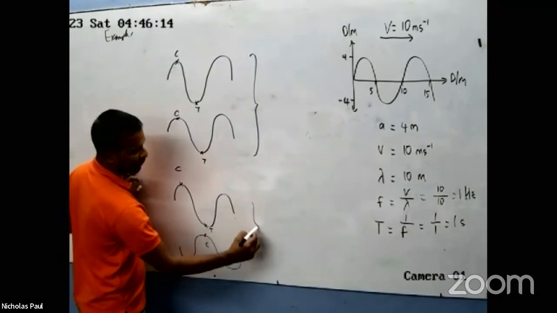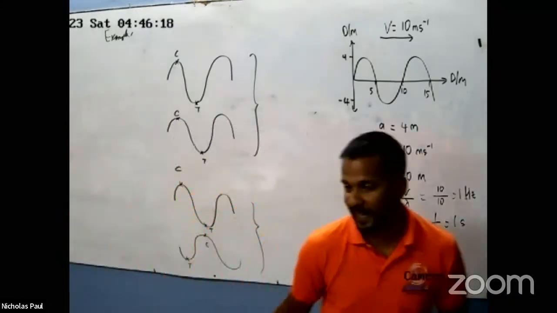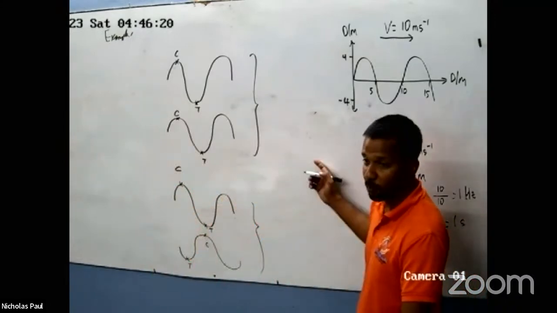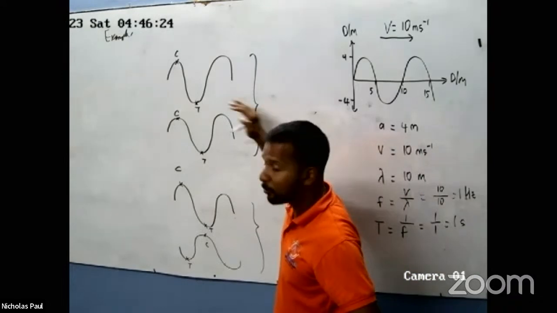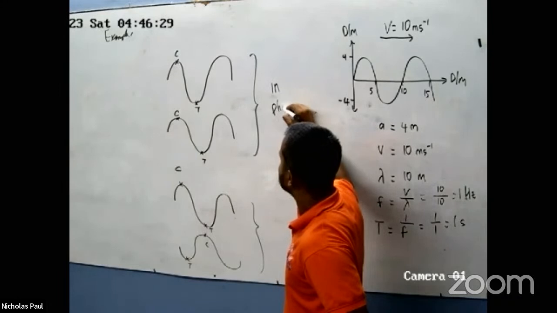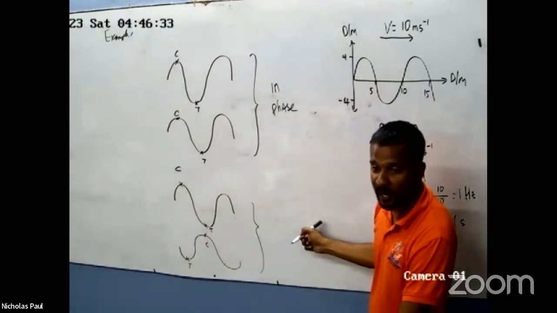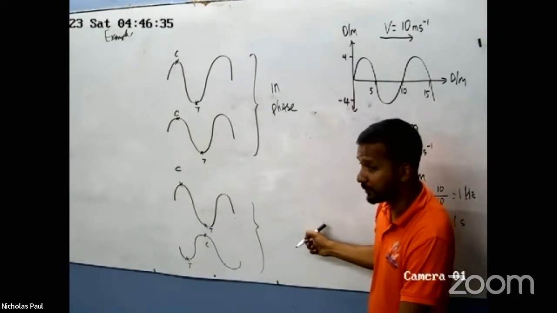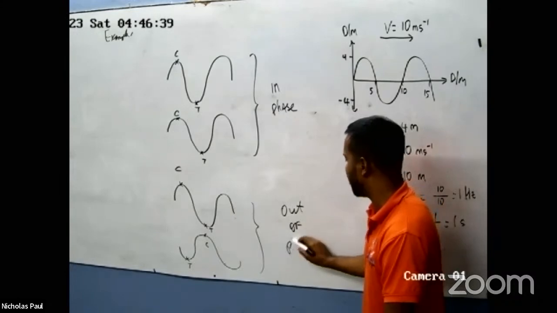If you had to make a wild guess, which one would you say is in phase? First one, right? These two waves are perfectly in phase. Crest and crest lining up, trough and trough lining up. Okay? These two on the other hand are what? Out of phase, right?